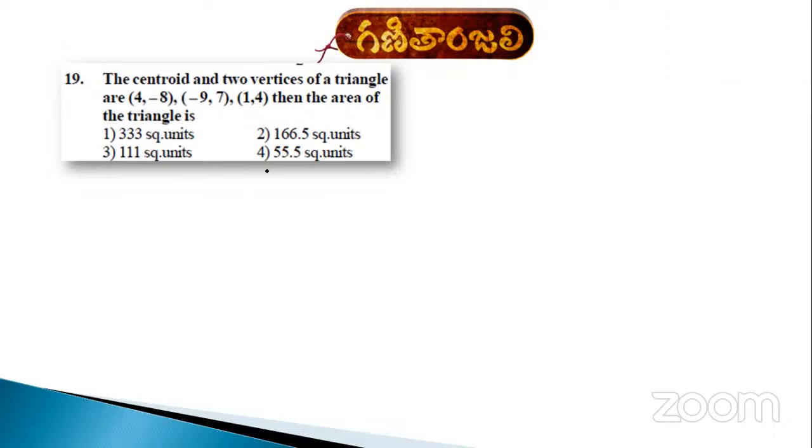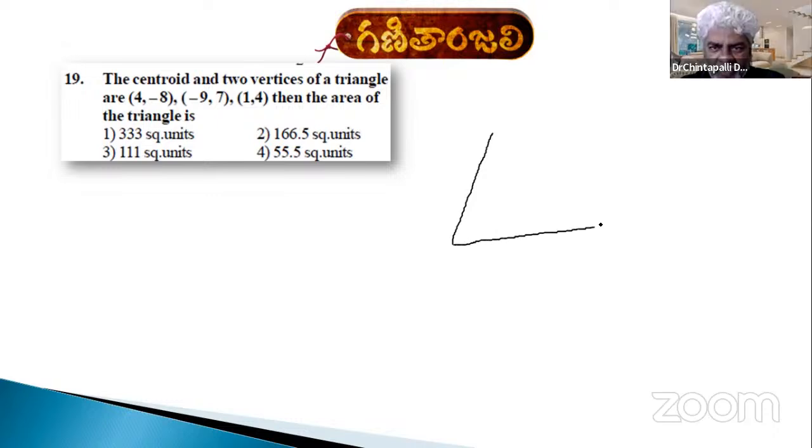Yes, sir. Okay, you know the vertices of a triangle are 4 comma minus 8, minus 9 comma 7, and 1 comma 4. See, what about all those 3 points? Can you answer this question? Can you answer the question? The first, what about the first point? 4 comma minus 8.